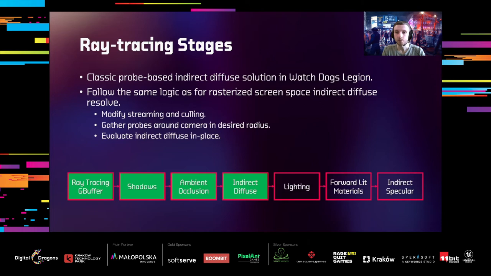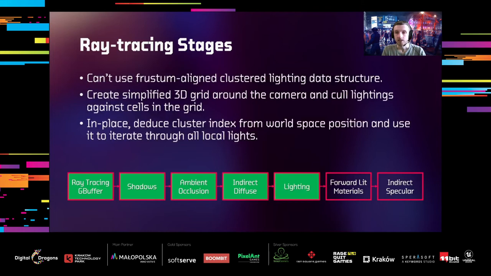We ended up modifying the probe streaming logic to widen the area of active simulation for light probes. After that, we gathered probes which can potentially affect hit positions, and instead of computing indirect diffuse lighting to a dedicated buffer, they are simply used in place during lighting evaluation. Because of the similarity in G-buffer structure, it's possible to run deferred lighting on our RT G-buffer. That's exactly what we do. We share the lighting code with minor modifications between the rasterization and RT lighting pipelines.